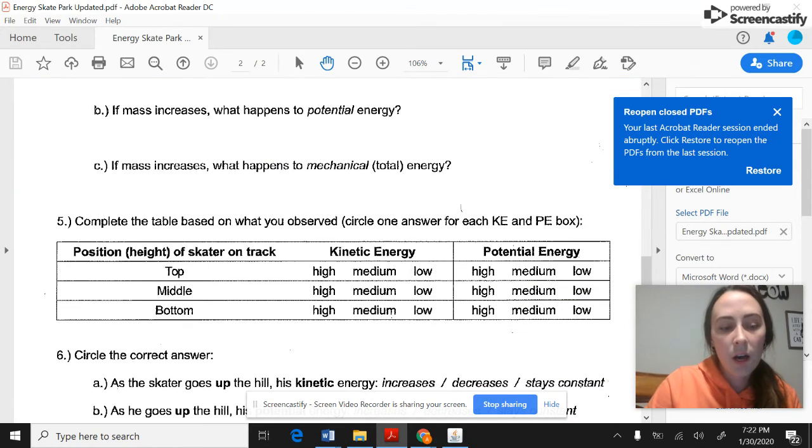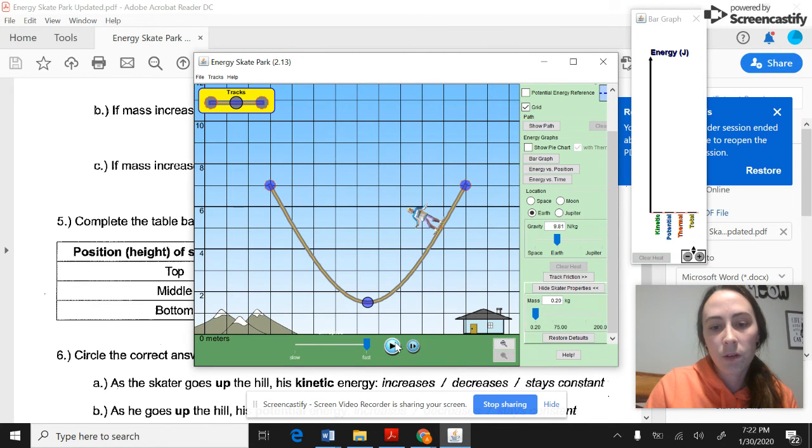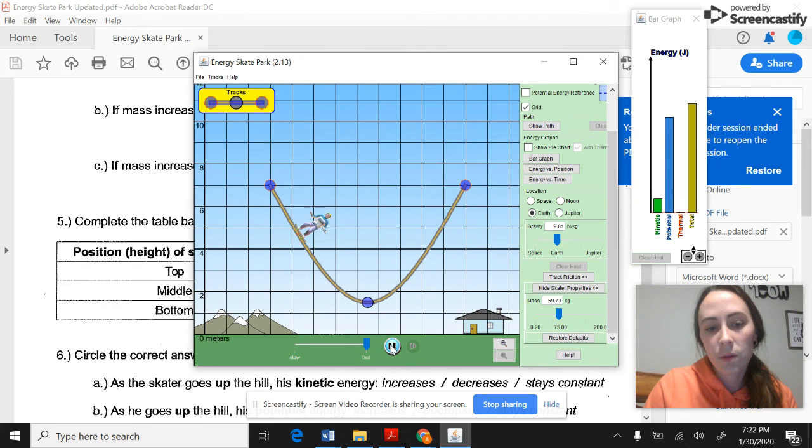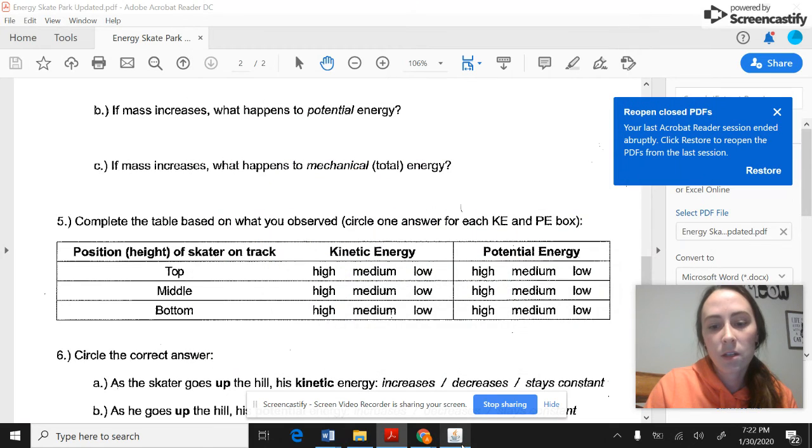Now, when I look at 5, we already know this answer. When the skater's at the top, he has low kinetic but high potential. When he's in the middle, he'd have medium of both. And at the bottom, he would have high kinetic and low potential. So if we look here, when he's up there, and his mass is normal, potential's high. And when he's here, kinetic's high. And when he's in the middle, both are fairly even. Now you need to complete 6 through 10 on your own.